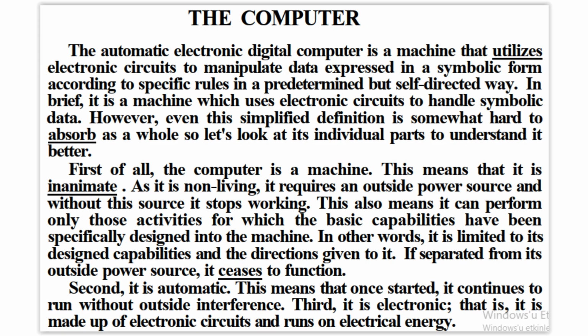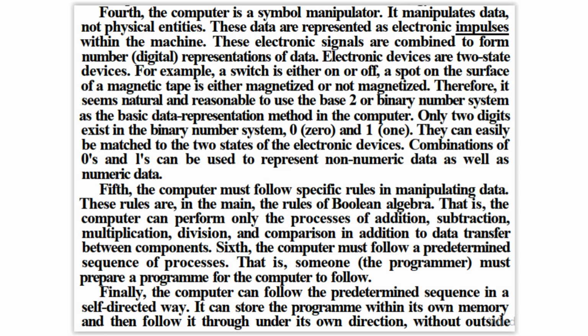Second, it is automatic. This means that once started, it continues to run without outside interference. Third, it is electronic. That is, it is made up of electronic circuits and runs on electrical energy. Fourth, the computer is a symbol manipulator. It manipulates data, not physical entities. These data are represented as electronic impulses within the machine.